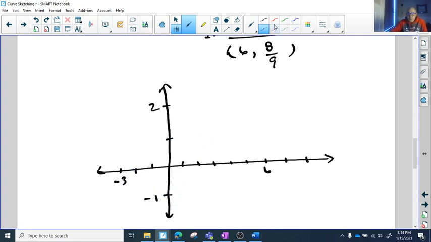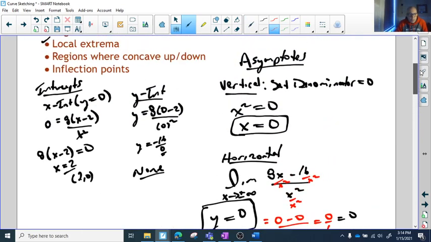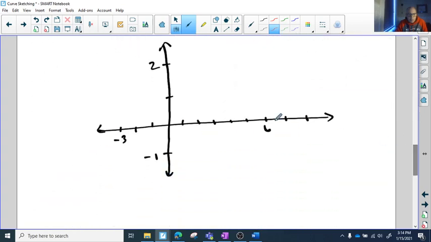All right, so here's what you do. Start with ordered pairs. Go down the list. So intercepts. What do we get for intercepts? We just got the one x-intercept at 2 and 0. And we got no y-intercepts. So that's a clearly defined point that we found on the graph.